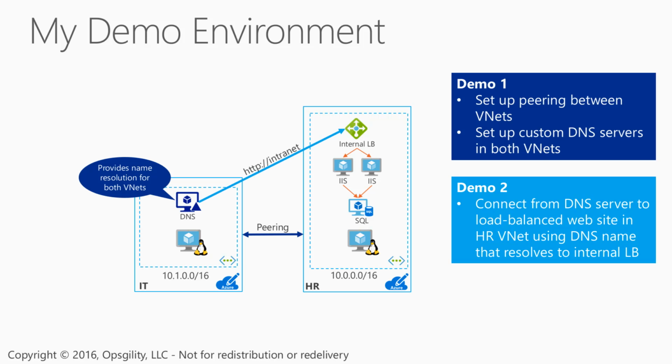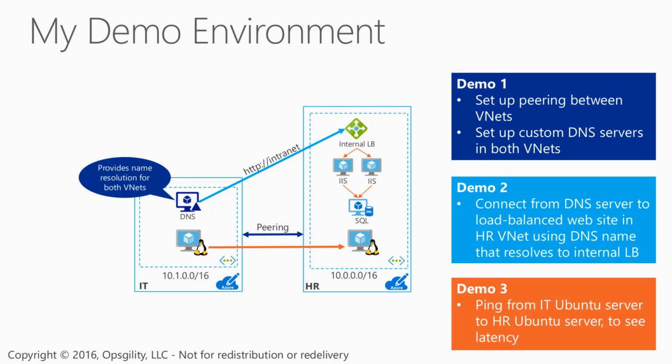The next thing I'll show you is I'll connect from that DNS server to the load balanced website in the HR virtual network using its name. And I'll first resolve that name just to show you that it is a private address. And any connections, of course, are going to have to traverse the peering connection if it is a private address. So I'll show you that. Lastly, I'm going to ping from one Ubuntu server to another across this peering connection using the private address. And the main thing I want to show you here is the low latency of this connection.